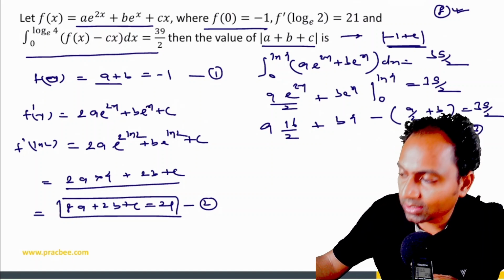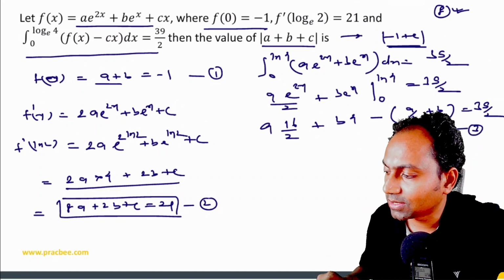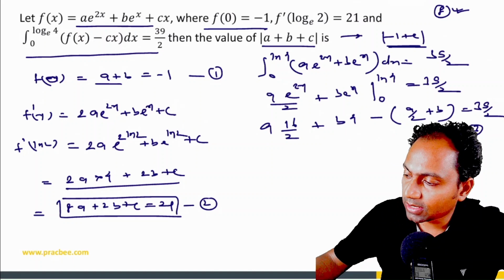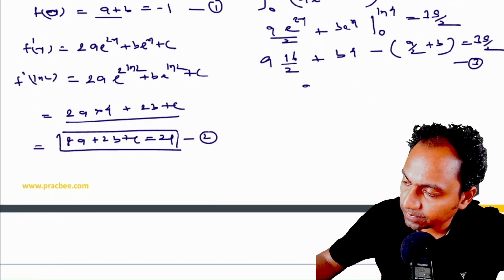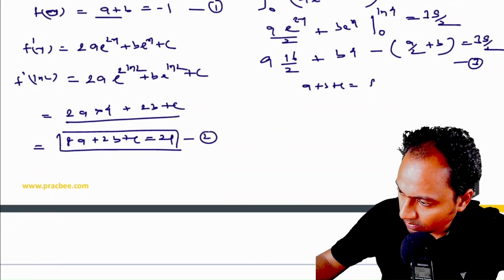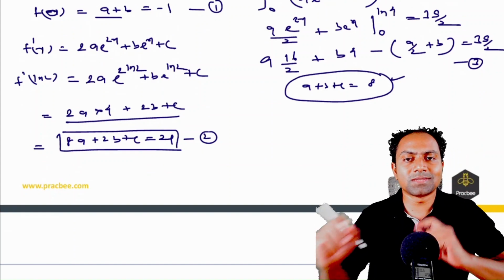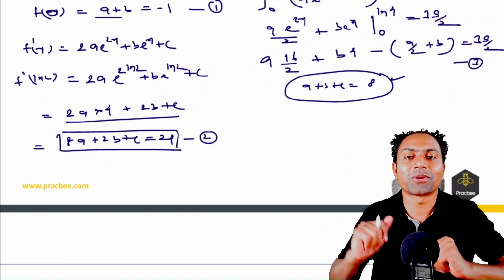So you have got 3 conditions and 3 unknowns. We can solve this and get the value of a plus b plus c. It comes out to be nothing but 8. So it is a simple but requires a lot of calculation to get to an actual answer.